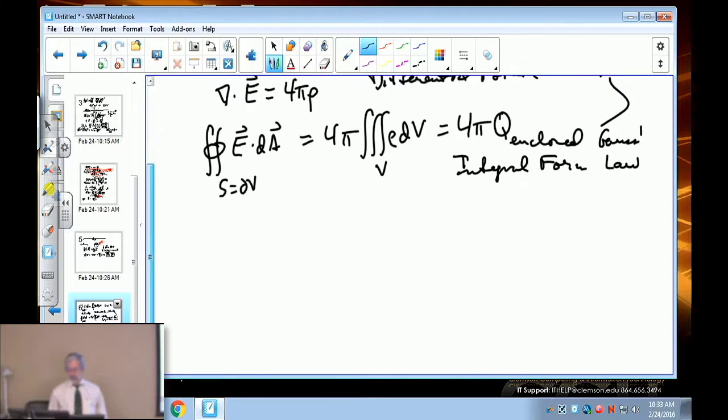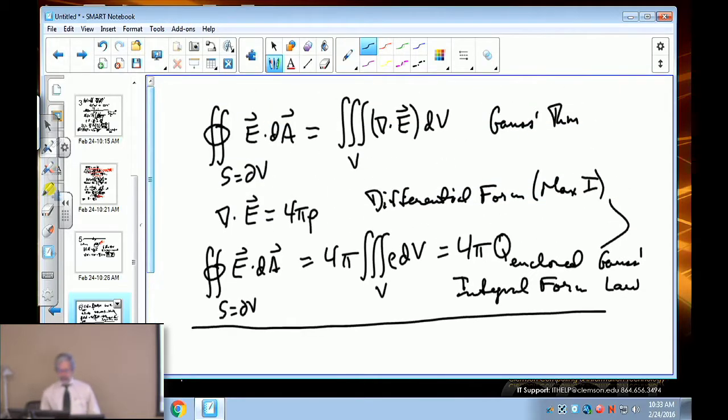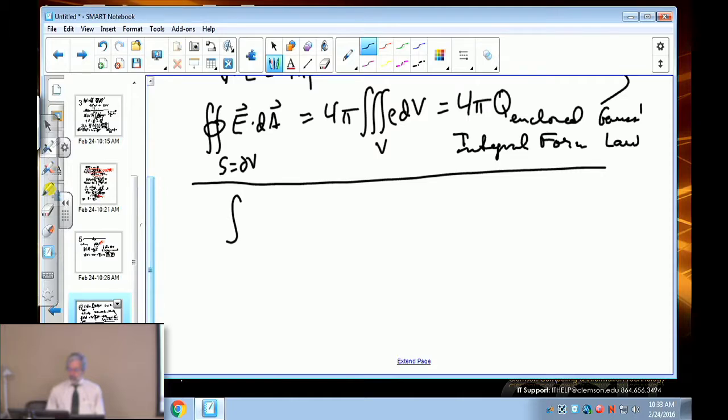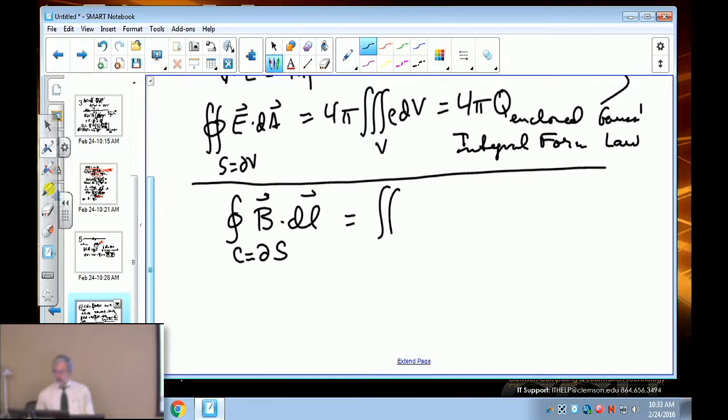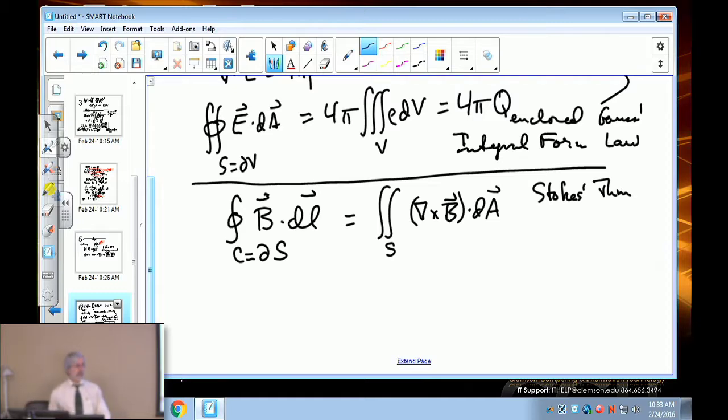There's an analogy here to magnetostatics involving Stokes' theorem. So let's start with Stokes' theorem. The circulation of a vector field is going to be equal to the area integral of its curl. Add up all the curls over the area. This is Stokes' theorem. And again, Stokes' theorem is a mathematical theorem for any field.